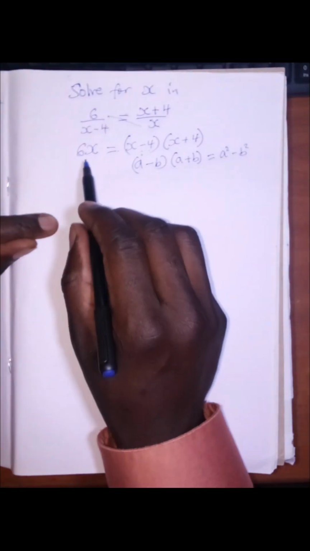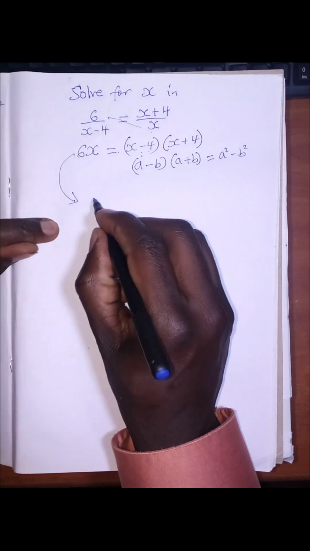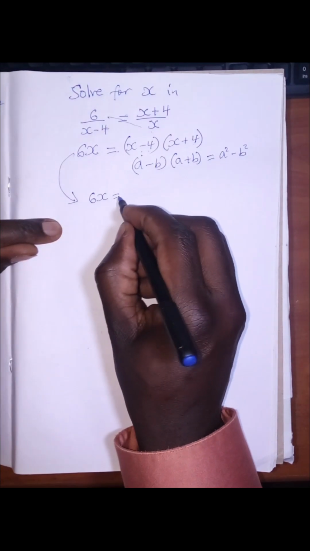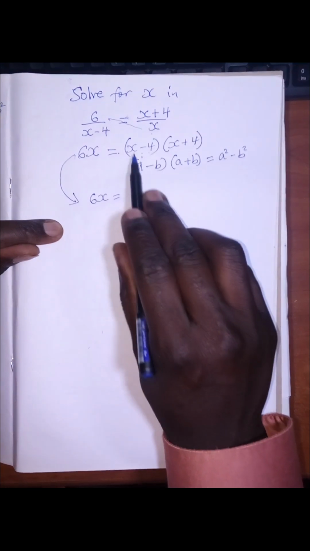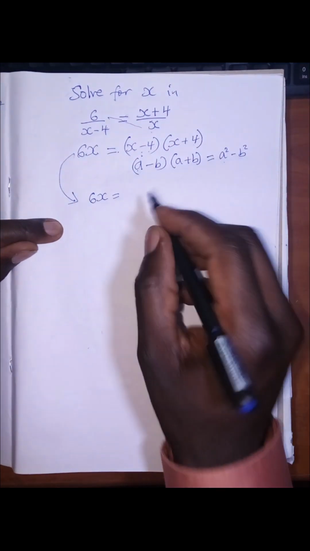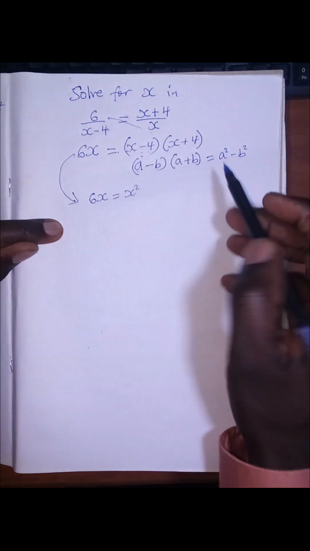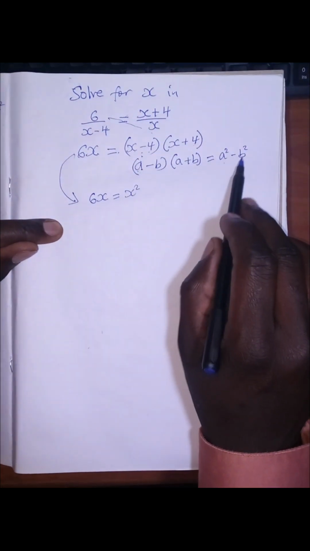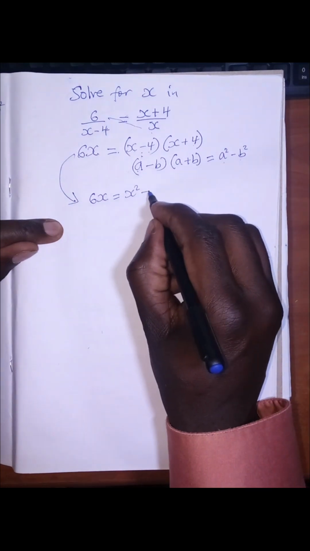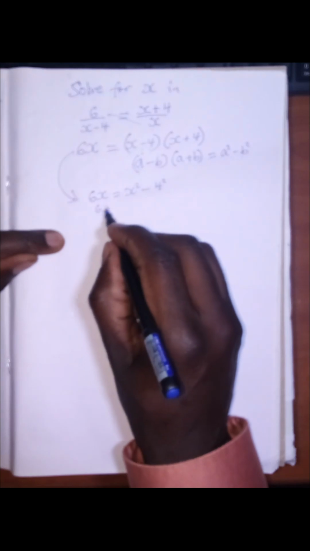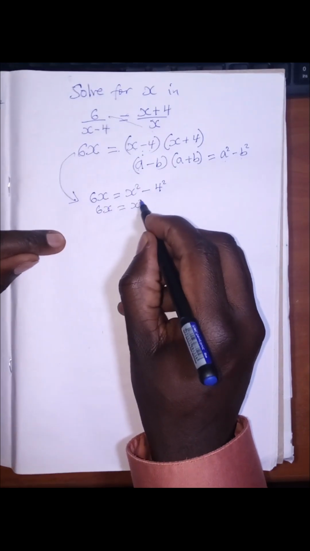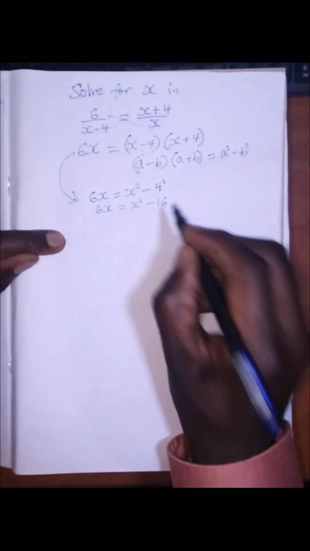Therefore, our equation will be 6x is equal to, so here a corresponds to x, so we have x squared, and then 4 corresponds to b, so minus 4 squared. So this would be 6x is equal to x squared minus 16.